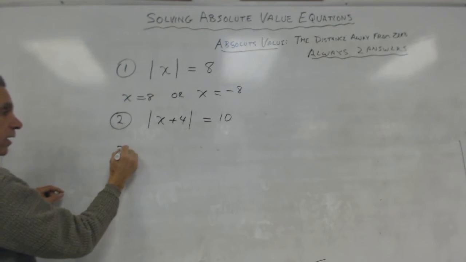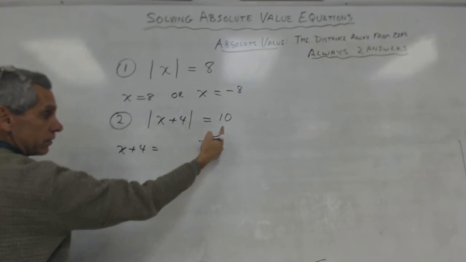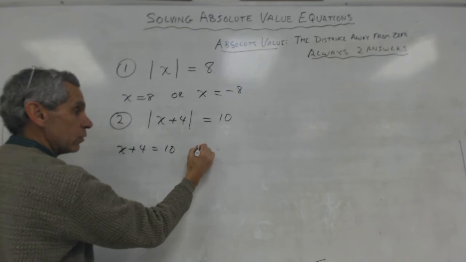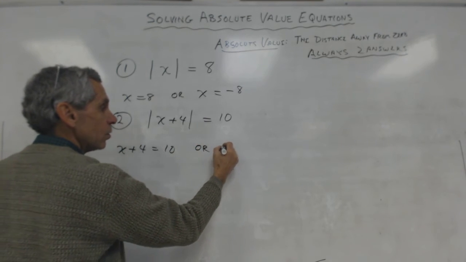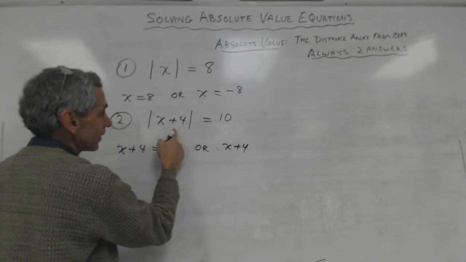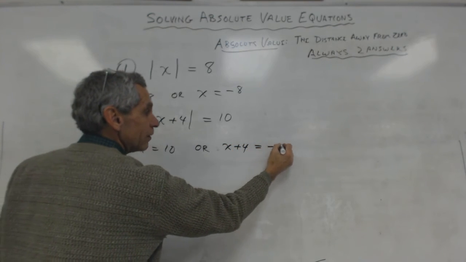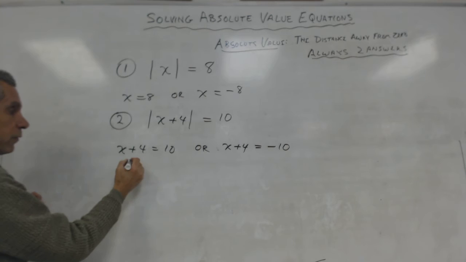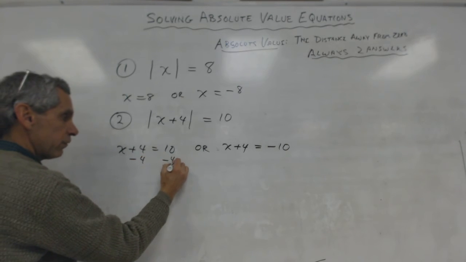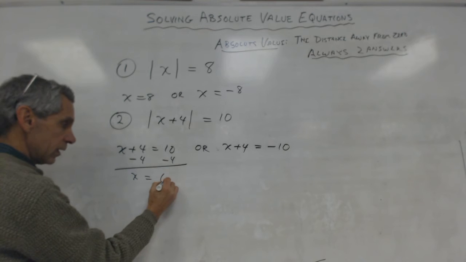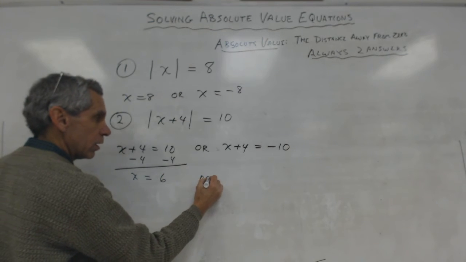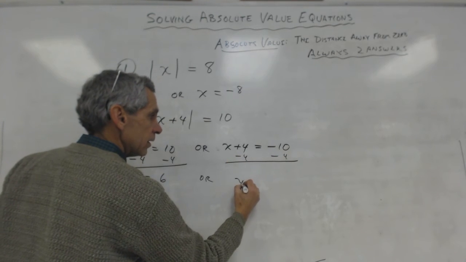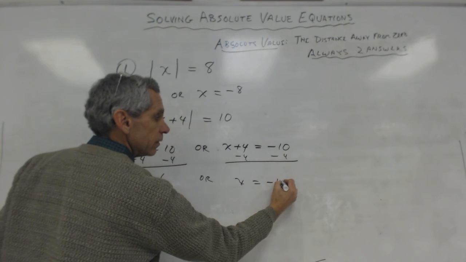So I'm going to do the same thing with this. I'm going to say either x plus 4 is equal to positive 10. So that's exactly the same thing without the absolute value. And then I write the word or. Or I say x plus 4, I write the exact same thing here, equals negative 10. And now I solve for x on both of them, right? I'm going to solve for both of them. I'm going to say subtract 4, that gives me x is equal to 6. And then I have the word or, subtract 4, and I've got x equals what? Negative 14.